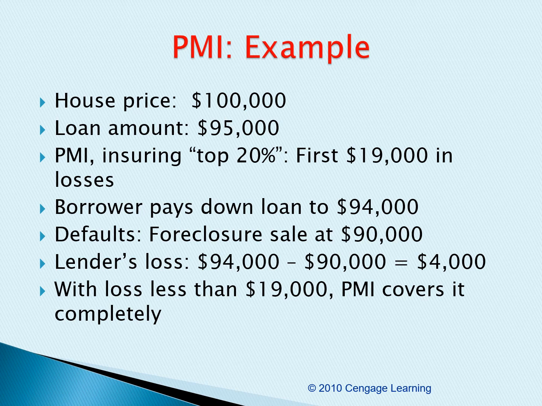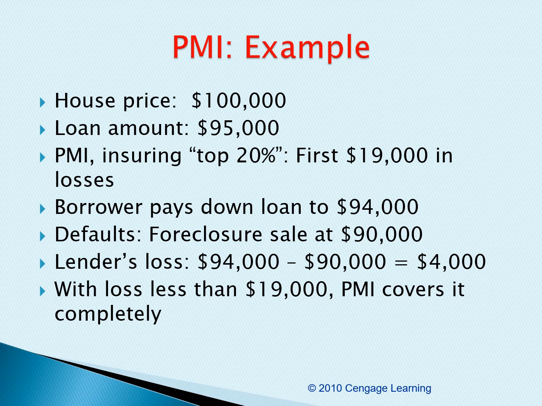So we have a house here, you're paying $100,000 for it, you're putting down a little bit, so your loan amount's $95,000. Now, here's the thing about private mortgage insurance. It's based on the loan amount, not the price that you actually pay for the house. So private mortgage insurance will insure the top 20% of $95,000. So that's going to be the first $19,000 in loss. So let's just say that you're the one who bought this house and you've paid down this loan to $94,000, but now you're in default.